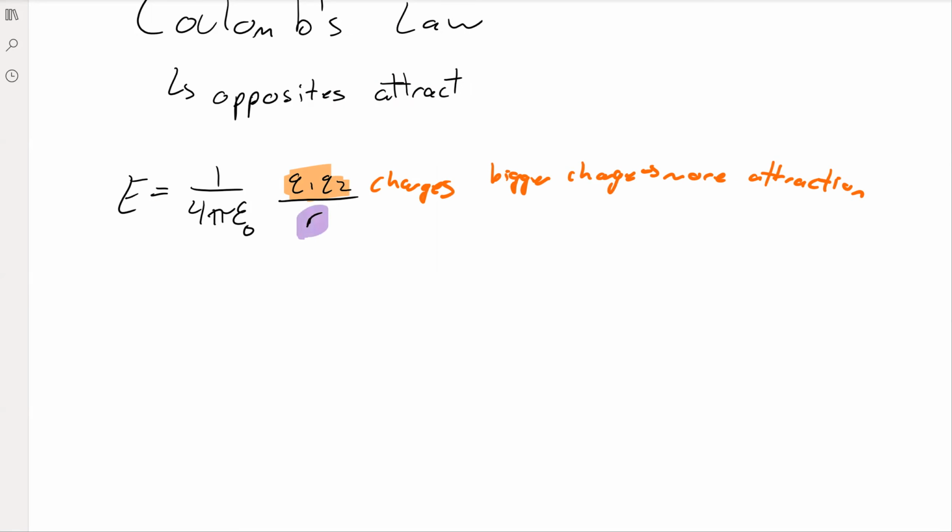The other part of this is the R, the radius, or really the distance between our two charges. And if we think about this, it's in the denominator. So as this number gets smaller, our overall energy gets bigger. We release more energy. So what we say here is that when our ions are closer together, we have more attraction.